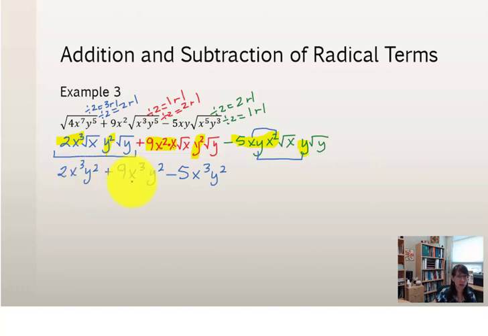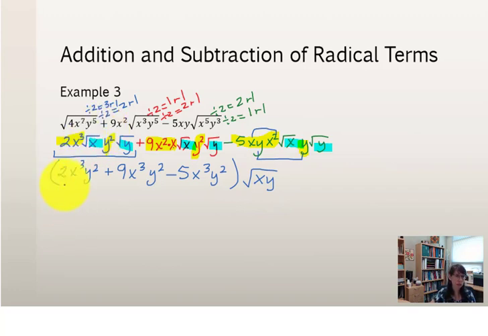Now do you notice that all 3 of these terms have a common variable? X cubed y squared, x cubed y squared, x cubed y squared. That means these are like terms. And they are all being multiplied by our common radicand, which happens to be xy. See how xy remains in that first term? Xy remains for the middle, and xy remains again for that last term. So the square root of xy is the common radicand for all 3 terms.